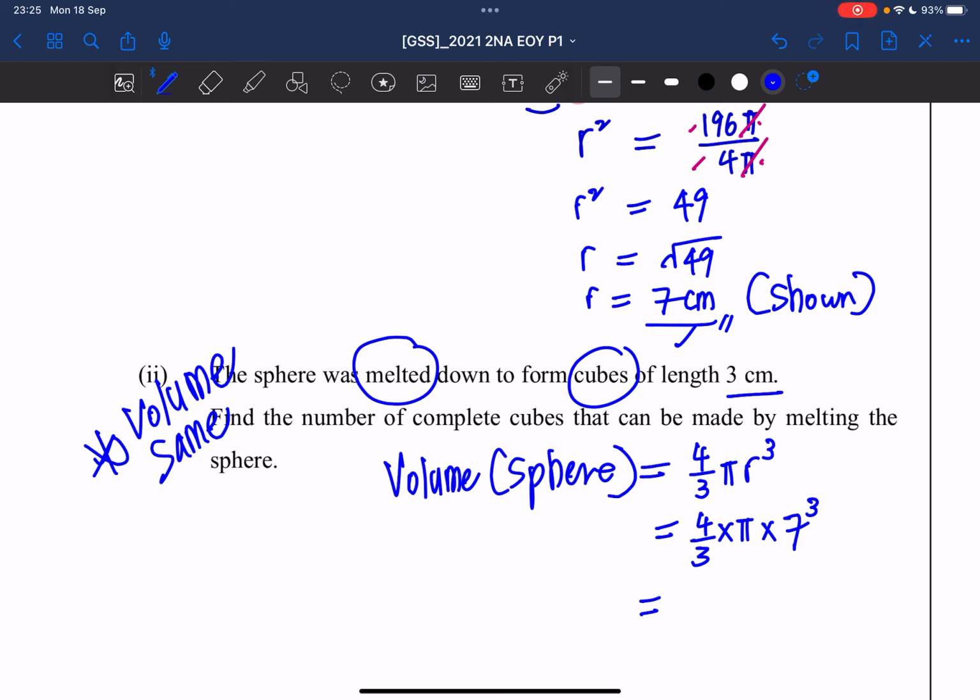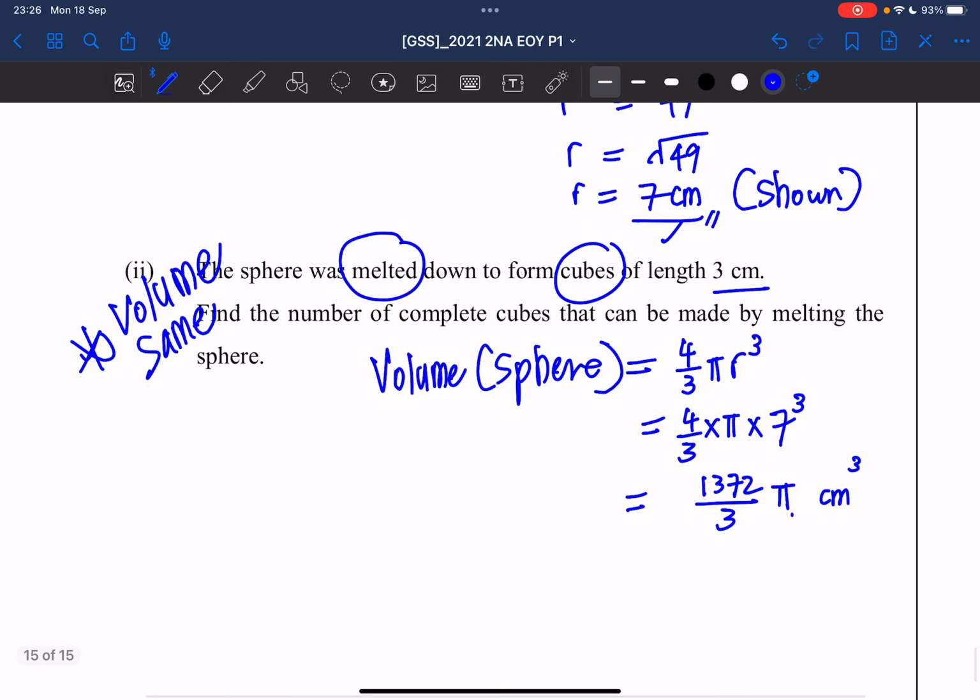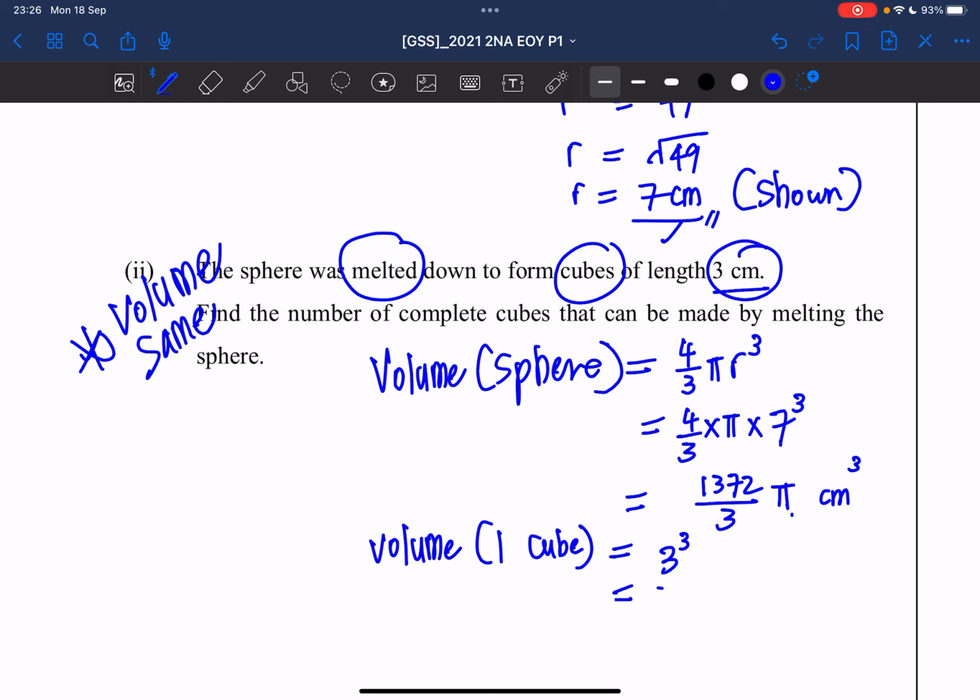So it is actually 1372/3. Then we can put the pi here, centimeter cube. So we can don't work out the pi first. At last time we can calculate the pi. So this is the volume of the sphere. So volume of 1 cube. The length of the cube is 3, so it's 3 power 3. So 3 power 3 is 27 centimeter cube.